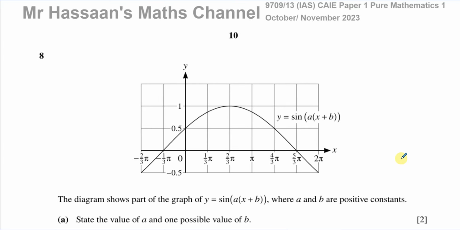Hassan's Maths channel. I'm answering question number 8 now from the October-November 2023 Cambridge 9709 syllabus, paper 1, pure mathematics. This is variant 3, and this question is about trig graphs, transformations of graphs. Now the diagram shows part of the graph y equals sine of a times (x plus b), where a and b are positive constants. State the value of a and one possible value of b.